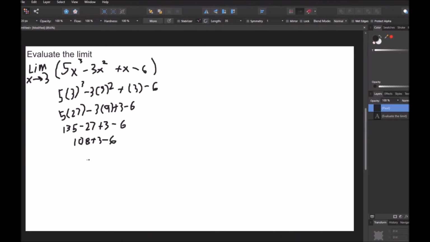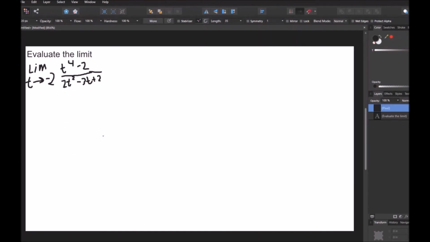108 minus 6, I'm doing that because it's just easier to do for me in my head, and addition and subtraction are commutative, meaning I could do these in any order. 108 minus 6 is 102. So we have 102 plus 3, which is 105. So that would be your final answer.